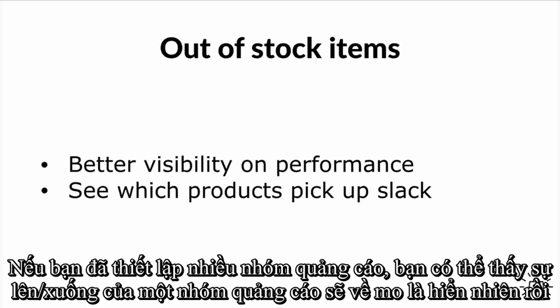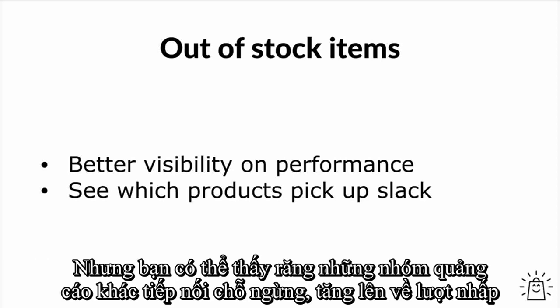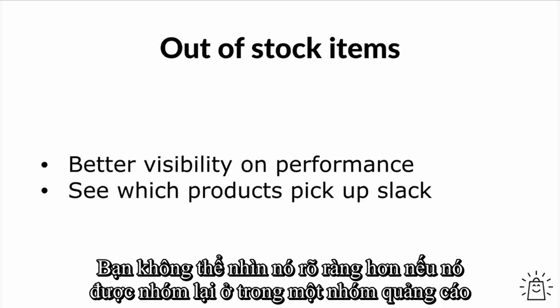If you had a setup with multiple ad groups, you would see the drop in one ad group that would go to 0, obviously, but you could see the other ad group actually picking up the slack and increasing in the number of clicks, and you would be able to see that a lot better than if it was all grouped in one ad group.